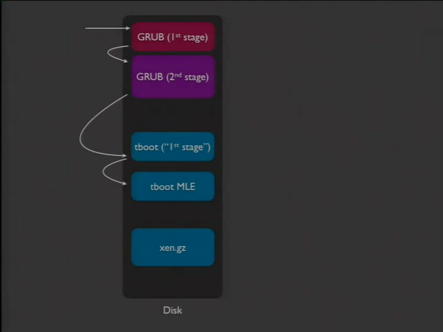Then tboot additionally applies more measurements. It measures the Xen hypervisor itself. It also measures the Linux kernel used for domain 0 along with the initial RAM disk. So again, all the important components, all the privileged components, are measured during the late launch. And again, these measurements are stored in PCRs.